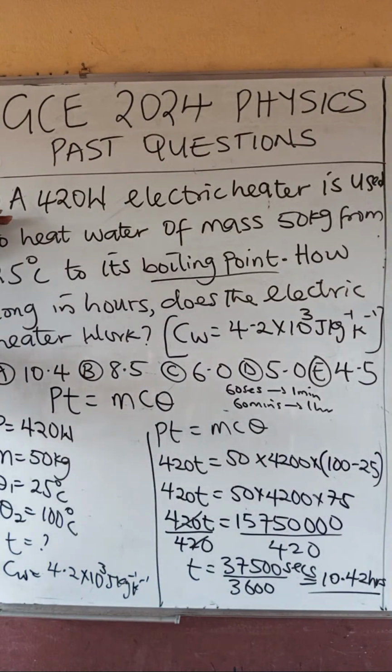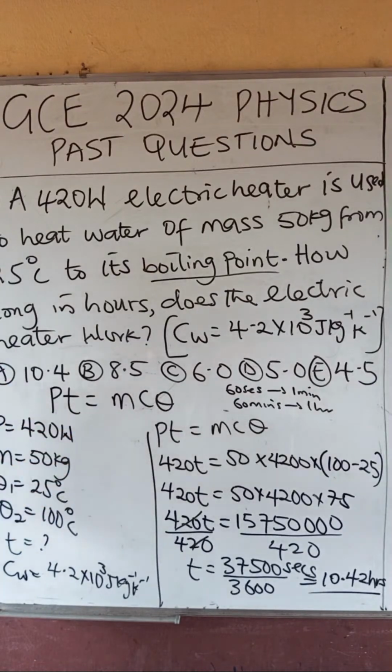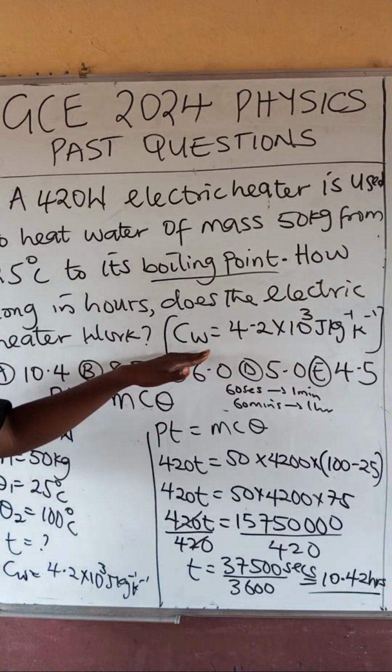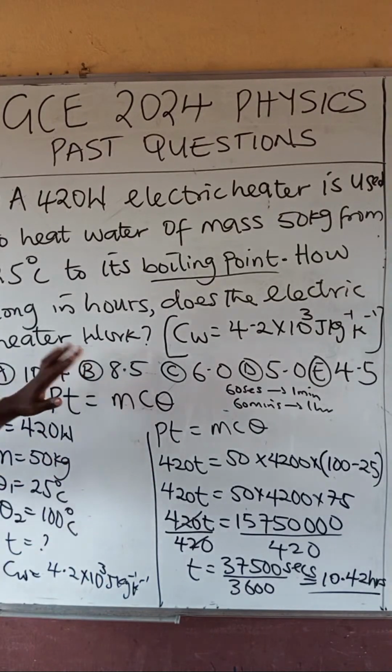After setting our parameters, a 420 watt electric heater is used to heat water of mass 50 kilograms from 25 degrees Celsius to its boiling point. Boiling point means the boiling point of water, which is 100 degrees Celsius. Okay, and that becomes the final temperature, right? How long in hours does the electric heater work? And we are given the specific heat capacity of water to be 4.2 times 10 raised to the power 3 joules per kilogram per Kelvin, and we have our options.